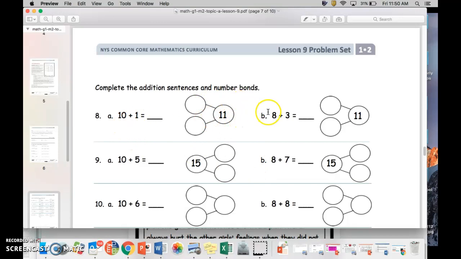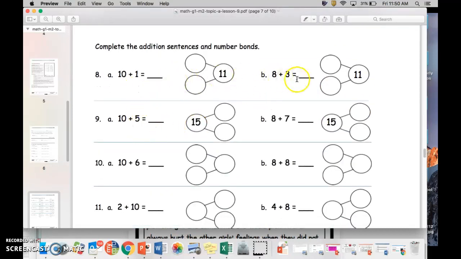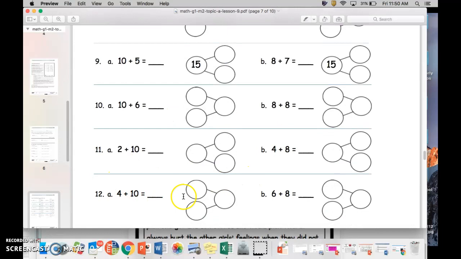So you're going to do A, and then you're going to do B. So notice this is 10 plus 1. If I take 2 from my 3 to make this into a 10, it's the exact same thing. I have 10 and 1 again. So they both equal 11. This one just has the parts 8 and 3. This one has the parts 10 and 1. So they go together. Number 9, A and B, number 10, 11, and 12.